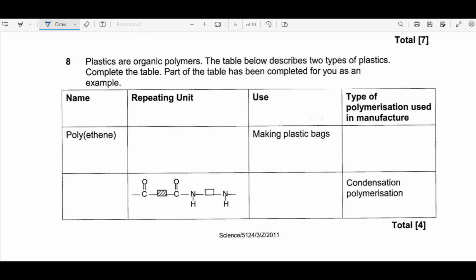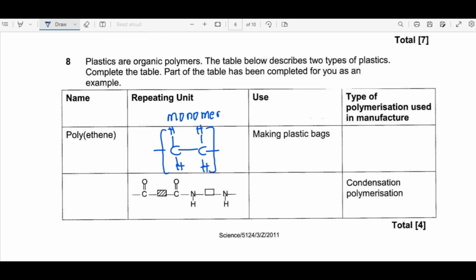Then question 8, plastics are organic polymers. The table below describes 2 types of plastics. Complete the table. Part of the table has been completed for you as an example. Name, we have polyethylene. Repeating unit is just the monomer, so we want the monomer for polyethylene. So the monomer is ethene. Now, since we want the repeating unit, we can just draw it like this. So this is our repeating unit. Then use, making plastic bags.